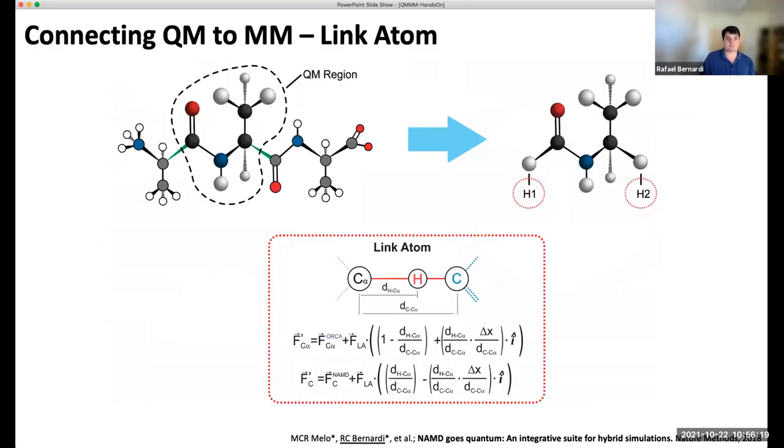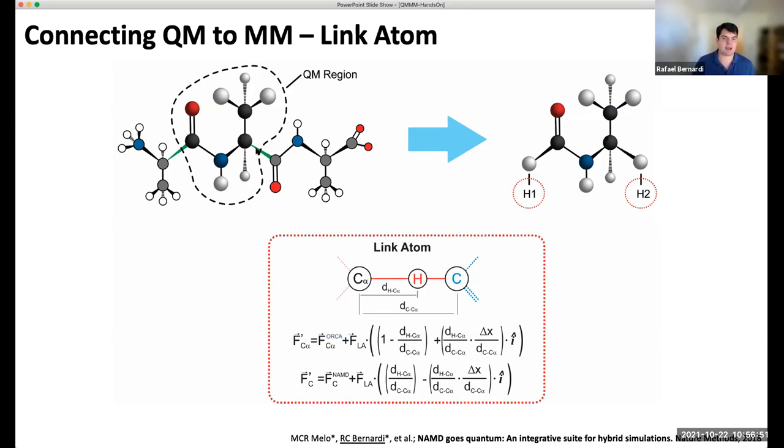Okay, so how do we connect the QM and the MM region? The most common way of doing that is with a link atom, and that's what we did. Imagine that you have this molecule, where this part is your QM region and this is your classical region. At the interface, if this is going to be treated with quantum mechanics, you need to somehow finish this bond here. Otherwise, you're going to have an open bond that is going to influence all of your quantum calculation.